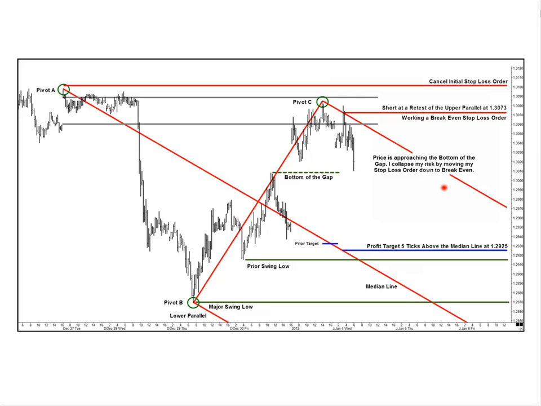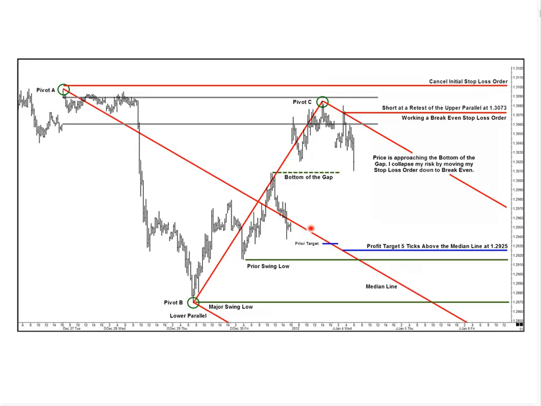One other thing to point out. When you're trading on down-sloping lines and you're short, as I am, this is the median line, and I'm basing my profits off the median line. My prior profit target was 129.33.